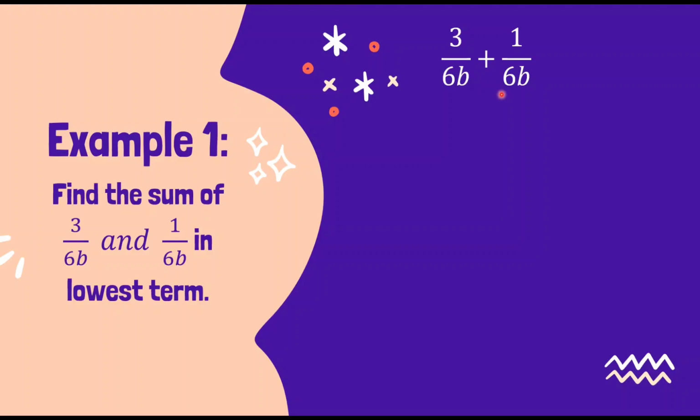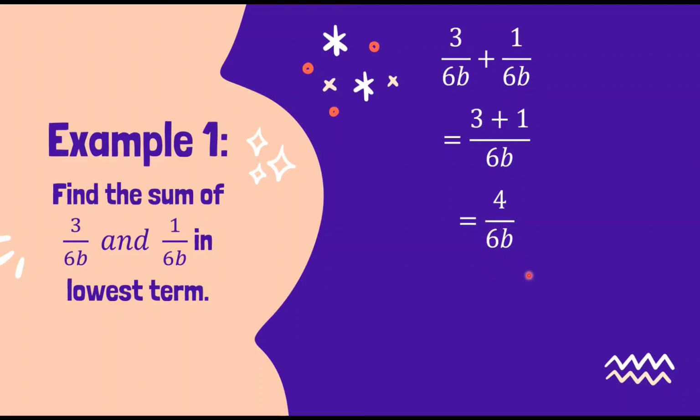Okay, so let us start. Let us copy the similar denominator, which is 6b. Okay, so let us write 6b and then let us perform the operation on our numerator. So we have 3 plus 1. So let us write 3 plus 1. Okay, the next step is to add. So what is 3 plus 1? Anyone? Okay, correct. We have 4. So let us write 4 and then copy our denominator, which is 6b.